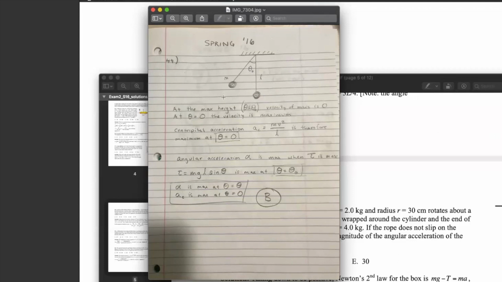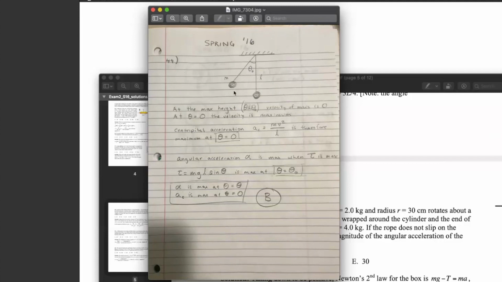So anyway, the angular acceleration is going to be maximum when the torque is maximum. And well, what's the torque? Well, the torque is going to be the force applied times the distance from the pivot, which is L, times sine theta, because we have to pick out the perpendicular component. In any case, the formula is mgL sine theta, and this is going to be maximum when theta is maximum, and theta naught is our point of maximum angle. And so therefore, the torque is the largest here.